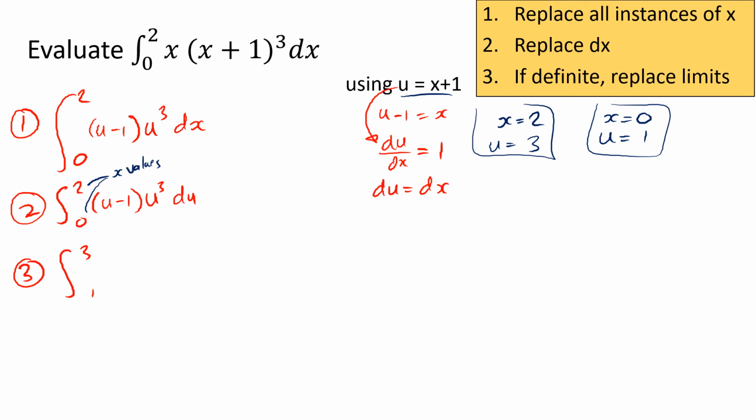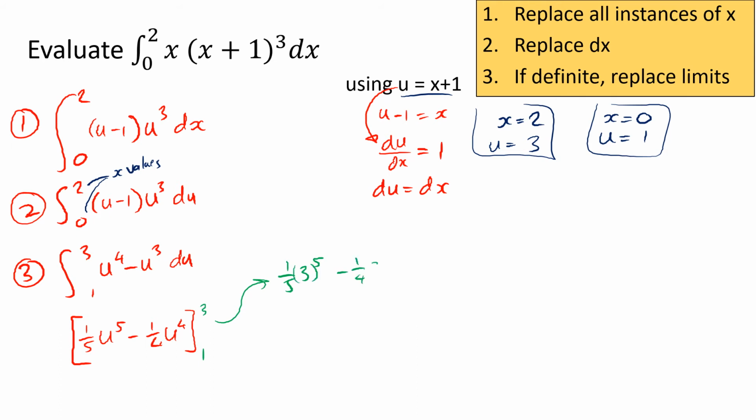So let's expand out our bracket. That'll be u to the 4 minus u to the 3. It's pretty similar to what we had on the previous question, isn't it? And then we can integrate it. That'll go to a fifth u to the 5 minus a quarter u to the 4. And we don't have a plus c because it's a definite integral now. And so we need to sub in our limits, which were 3 and 1. So we'll have a fifth of 3 to the 5 minus a quarter of 3 to the 4.